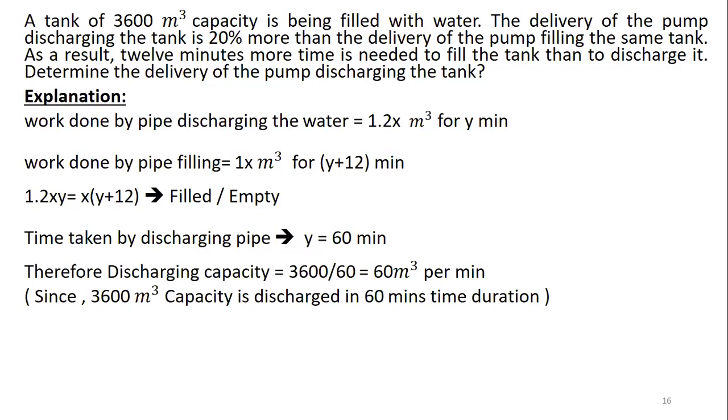Therefore, the discharging capacity of the tank, that is 3,600 meter cube, is discharged in just 60 minutes. So in 1 minute, how much cubic meter is getting discharged? 60 meter cube. So the answer is 60 meter cube per minute is the discharging capacity.